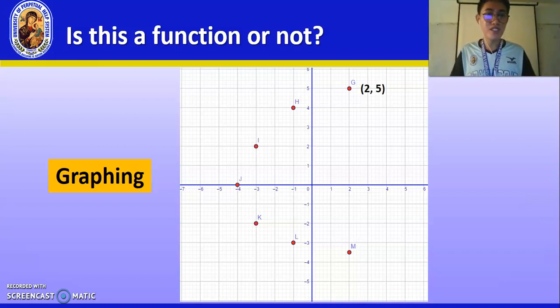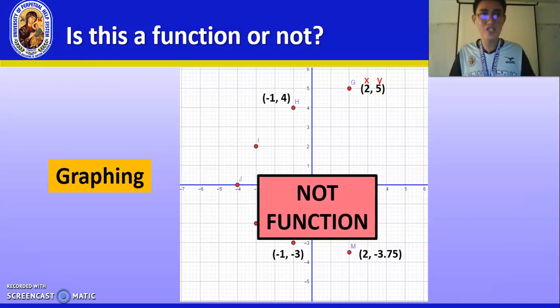Let's start with point G. It's (2, 5). X here is 2, while y is 5. Point M, we have (2, -3.75). Point H, (-1, 4). Point L, (-1, -3). As you can see, there is repetition of x values here. Therefore, we can say that this is not a function, of course.